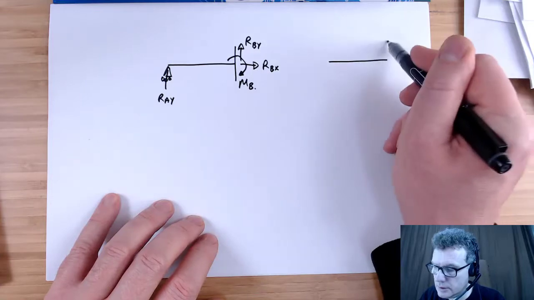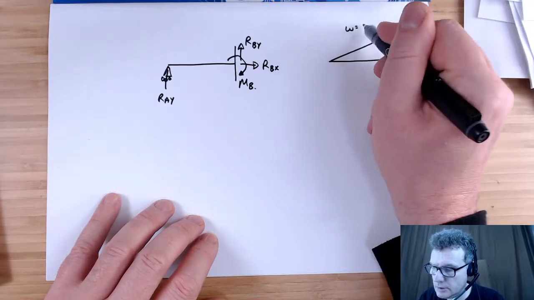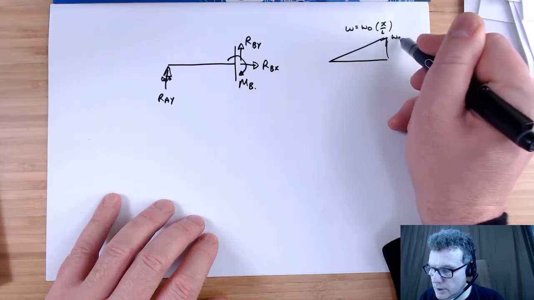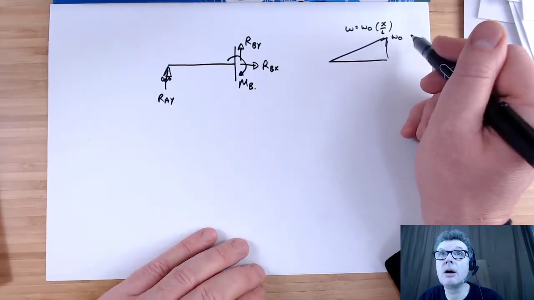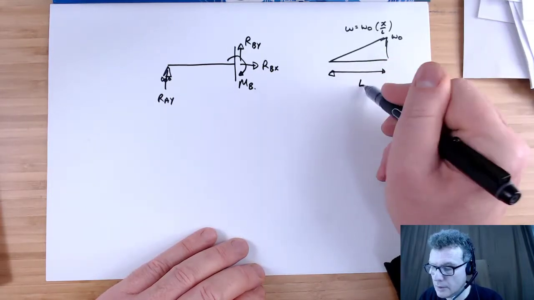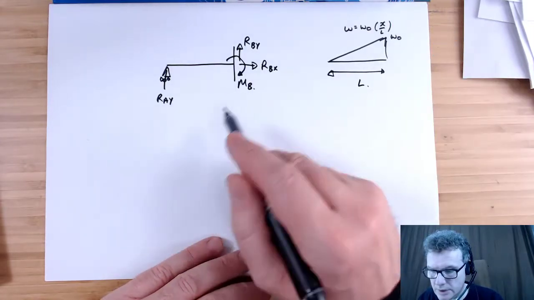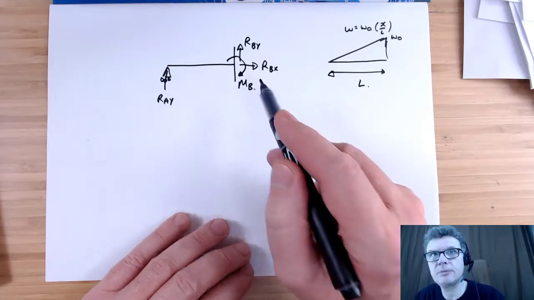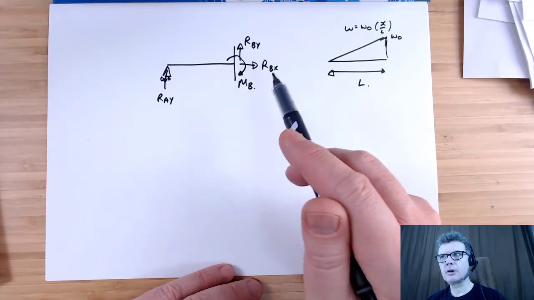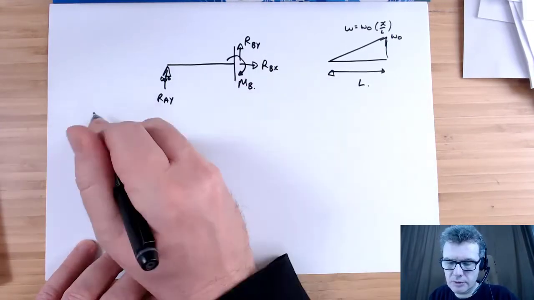Throughout we've got a distributed load, which can be written as W equals W0 X over L, where that is going to be peaking at W0, and we've got a length of L. Right, so what else? That's about it. So let's apply forces and whatnot on our external forces.